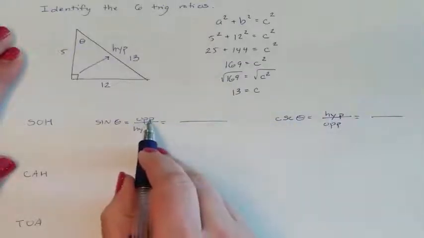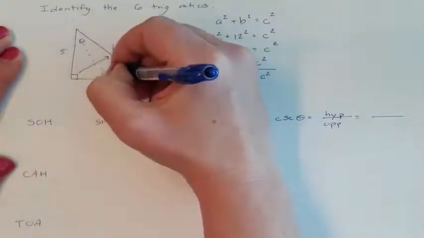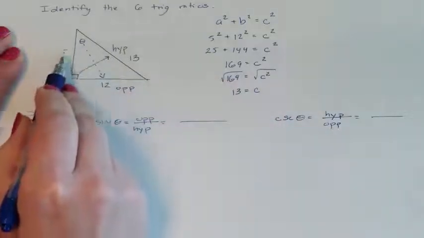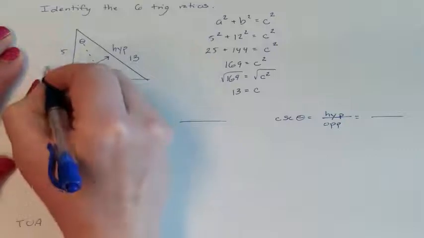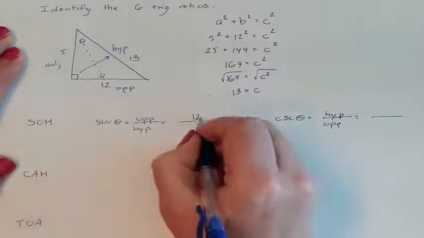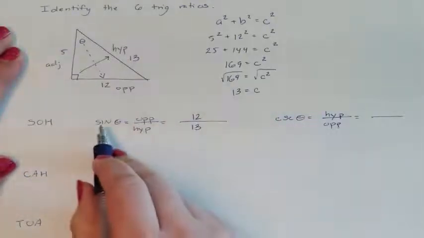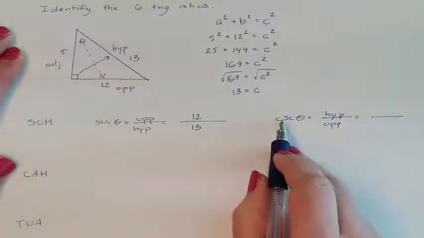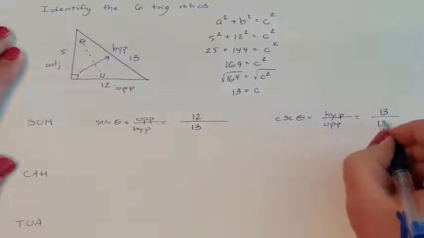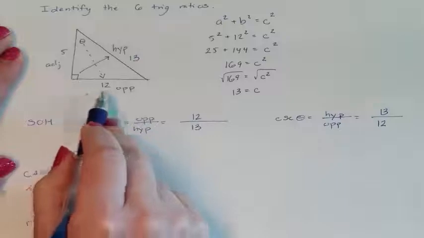So if I need opposite, I need to look at my theta. The side directly across from theta is my opposite, which meant the side directly next to it is going to be the adjacent. So I needed my opposite. My opposite was 12. I needed my hypotenuse. My hypotenuse was 13. The reciprocal of sine is cosecant. The reciprocal of the sine's fraction is 13 over 12. 13 was the hypotenuse. 12 was the opposite.